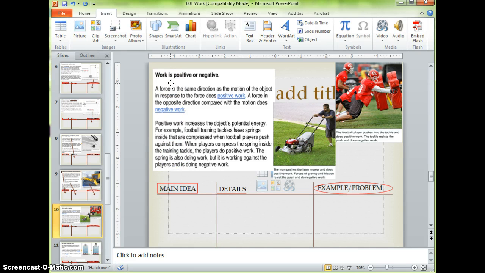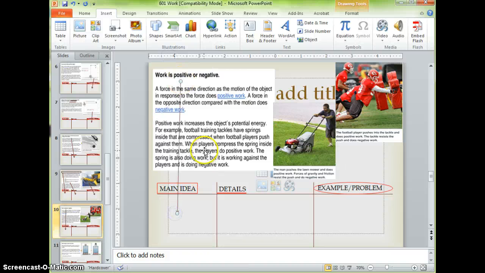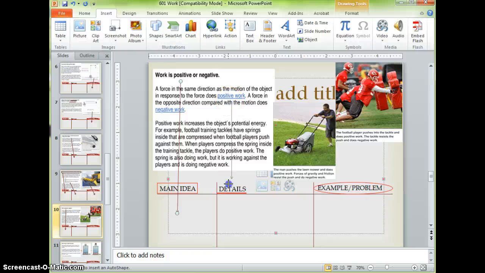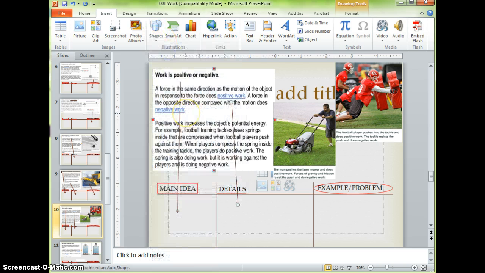Work can be positive or negative. There's your main idea. You want to know what positive work is and negative work is. Positive work goes in the same direction as the push or the pull. So if you pull an object and you're moving backwards and that object is going with you, it's positive. If you are pulling an object like on a pulley and it goes in the opposite direction, it's negative work.